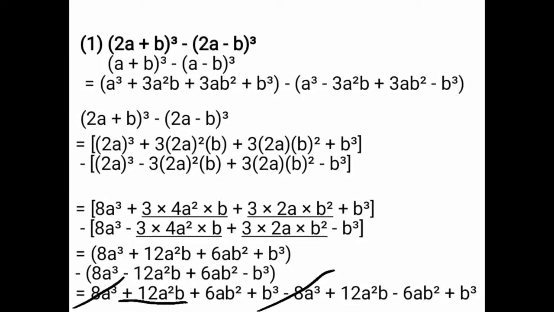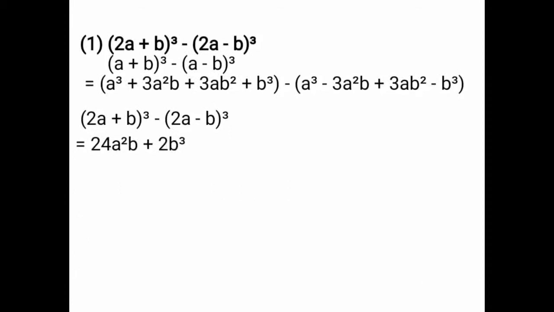Next is 6ab square minus 6ab square. One plus is there and one minus is there. 6 minus 6 is 0. Plus 6ab square minus 6ab square get cancelled because the answer is 0. Then plus b cube, here 2b cube is there. 1 plus 1 is 2. So the answer is 2b cube. That is equal to 24a square b plus 2b cube is the answer.